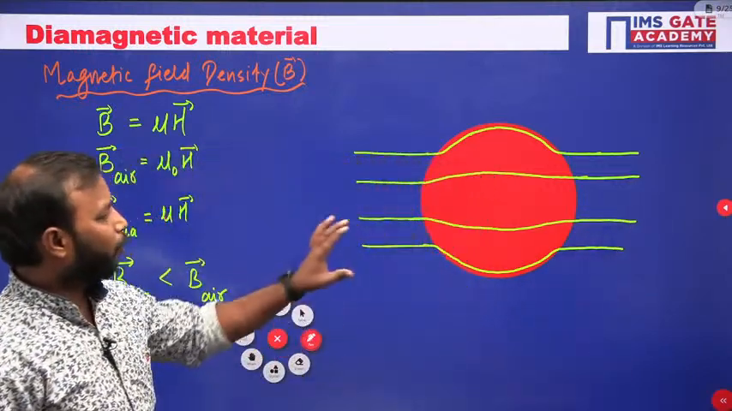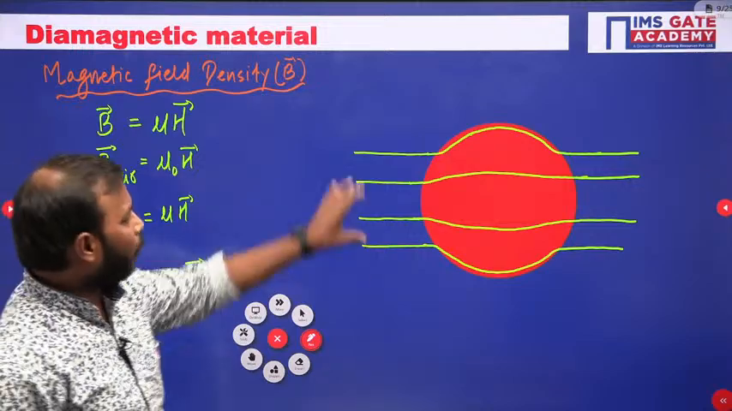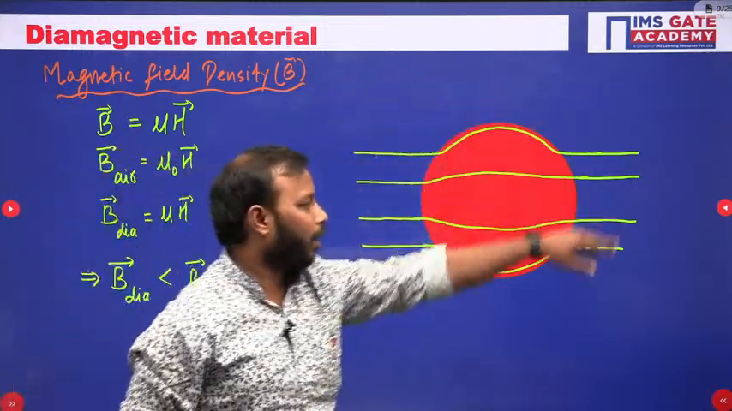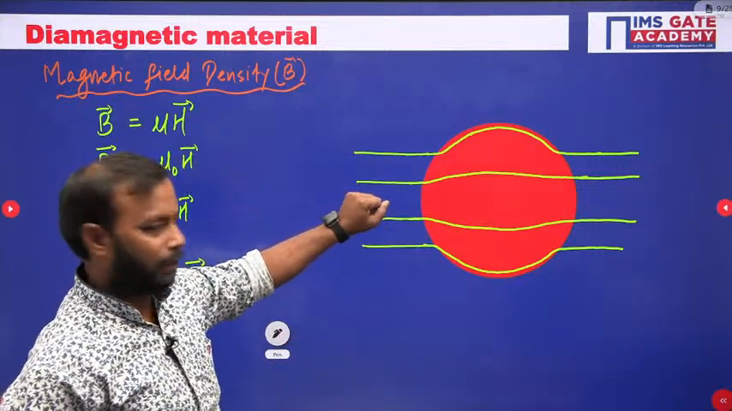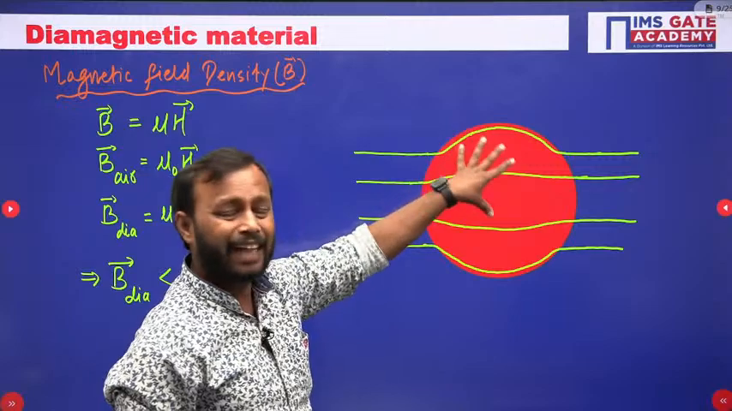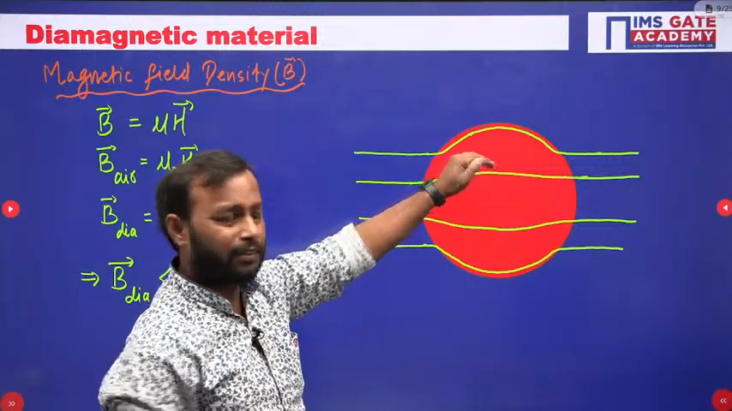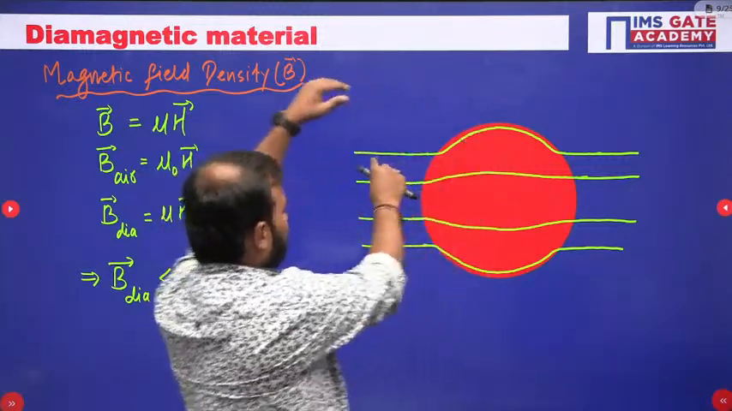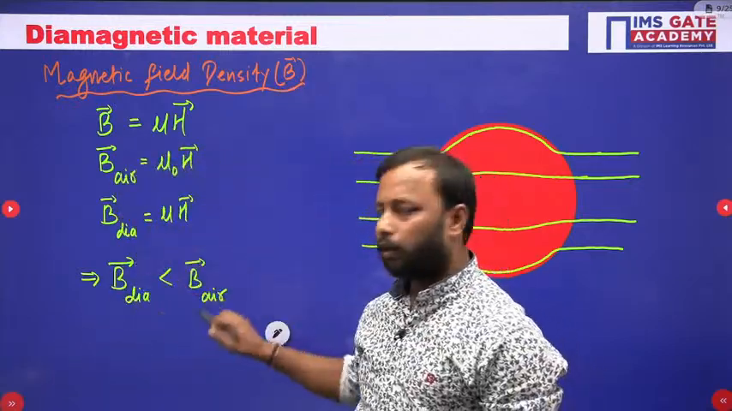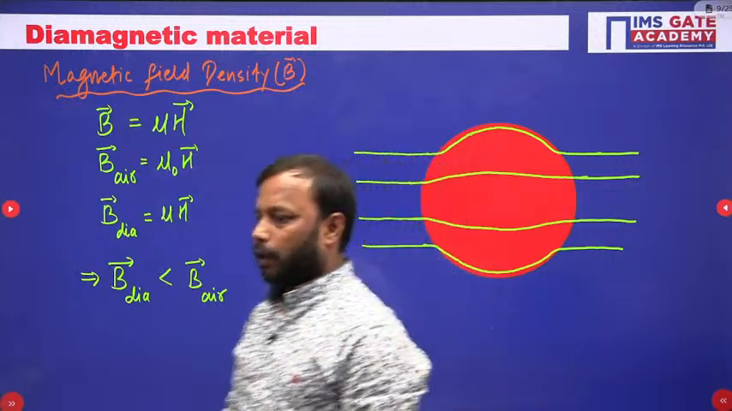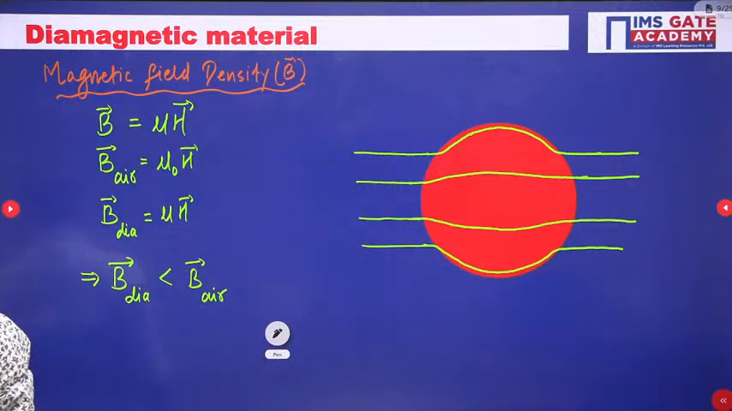Done. Now if you see carefully, outside, at the air side, the magnetic field lines are very close, isn't it? And inside the material, the magnetic field lines are apart. Look, gap here, gap here also. Why has it come? Because of this particular thing. Am I clear? Any doubt in this, Ajay and everyone?